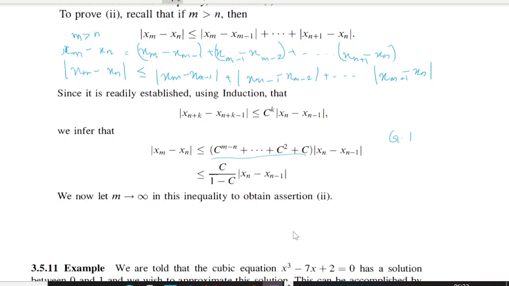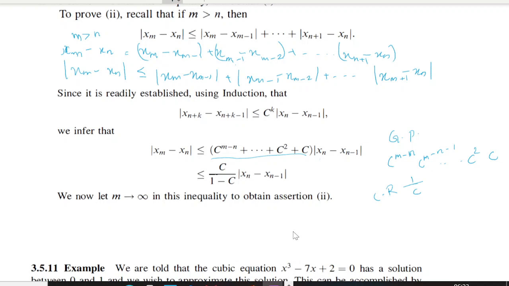geometric progression, right? Geometric progression is like this: c^{m−n}, next term c^{m−n−1}, and so on. The last term should be c² into c. So this is a geometric progression, right? With common ratio 1 by c. Common ratio is 1 by c.